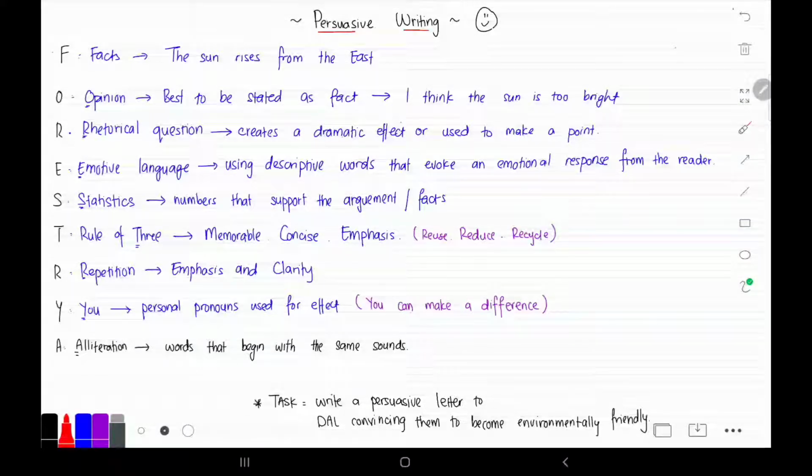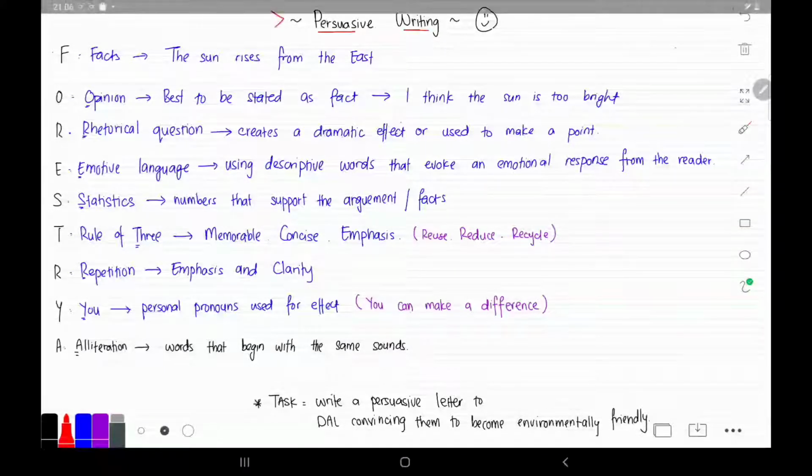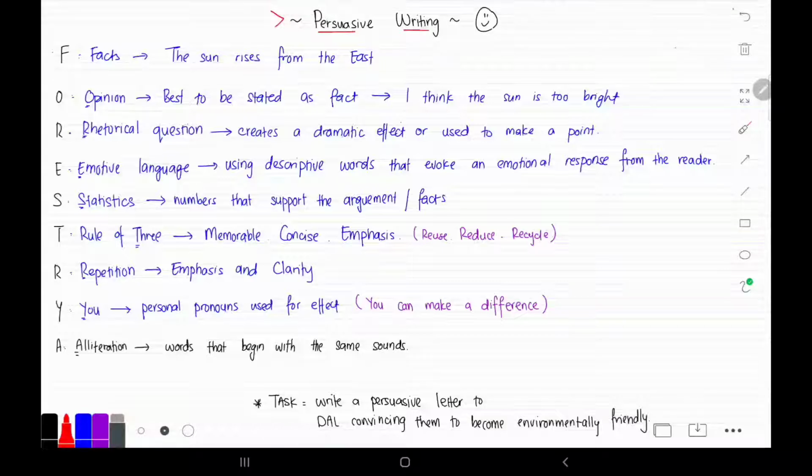Our topic today is going to be about persuasive writing. To recap, persuasive writing or persuasive language can be used in our daily activities or throughout our day. We can use persuasive writing whenever we are in debates or whenever we want to convince adults to do things for us, for example, giving you free play.